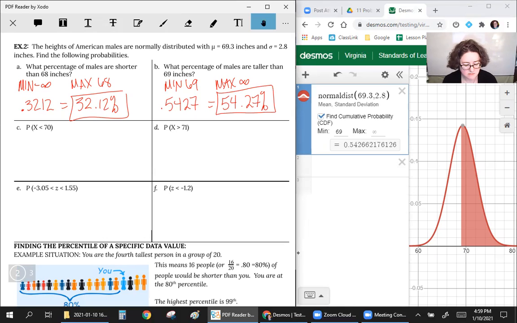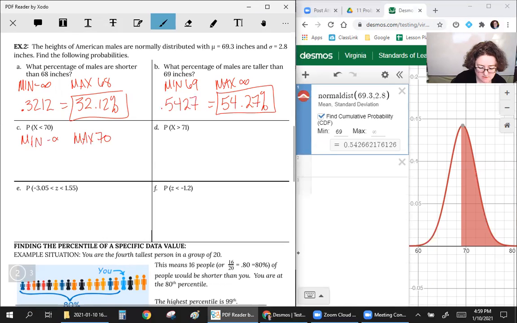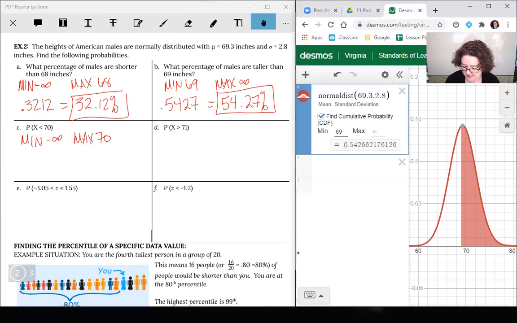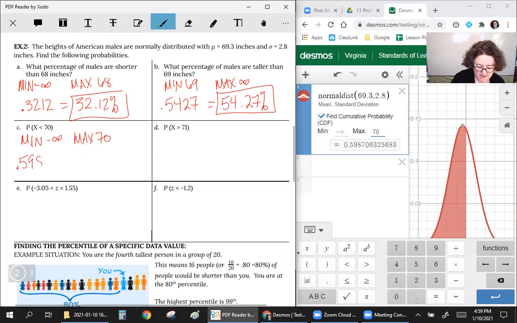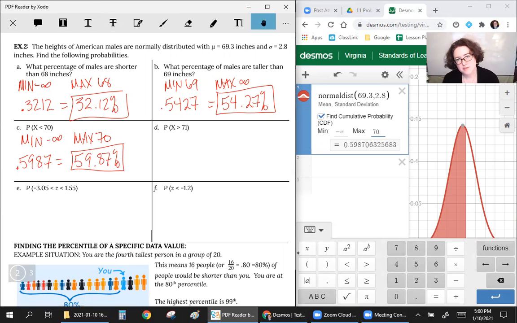Okay, C, less than 70. Again, same kind of thing as the previous problem. It's just now our max is going to be 70. Our min is going to be negative infinity. Same situation. So again, all I have to do is change my numbers. So min negative infinity, max 70. We have 0.5987. Change to a percentage, 59.87%. And again, 70%, a little bit over the mean, so that's why it's more than 50%.